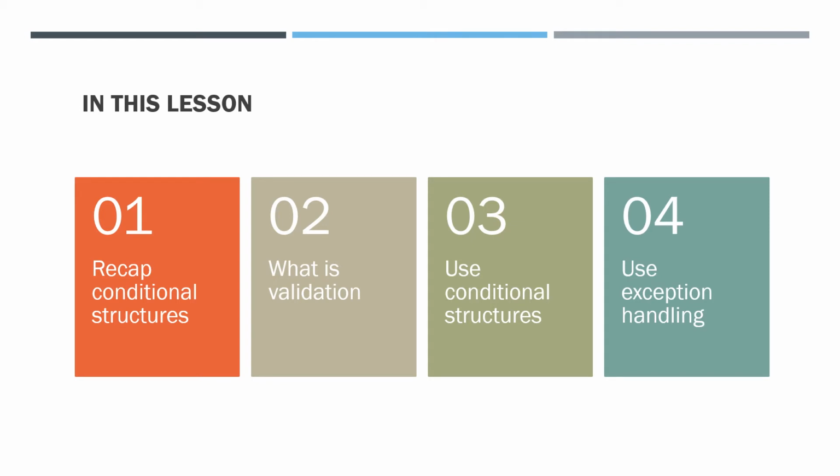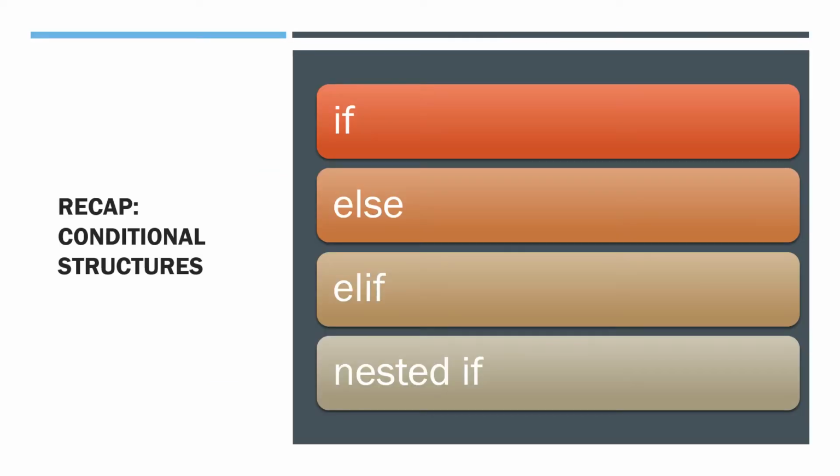So in this lesson, we will briefly recap what we've learned about conditional structures. We'll discuss what validation is and how we can use conditional structures to make validation in our programs. And we'll also learn a new method called exception handling. So let's briefly recap the conditional structures that we have learned. We've learned to use if and else, elif and nested if structures.